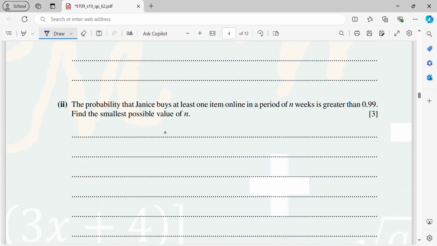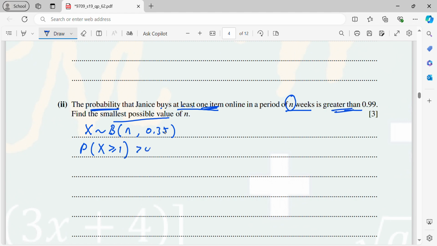Part 2. The probability that Janice buys at least one item online in a period of n weeks is greater than 0.99. Find the smallest possible value of n. Now X is binomially distributed because of n weeks, so it will be n items, with the same probability. Now you are given the probability that she buys at least one item, so X greater than or equal to 1, and the probability is greater than 0.99.